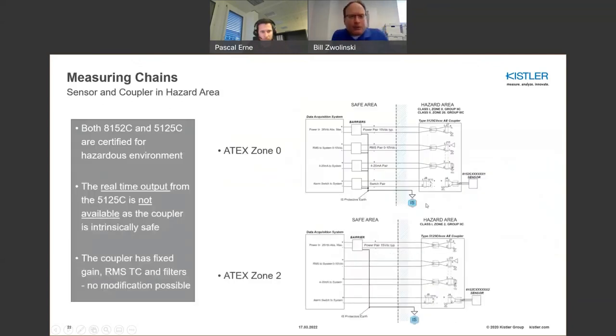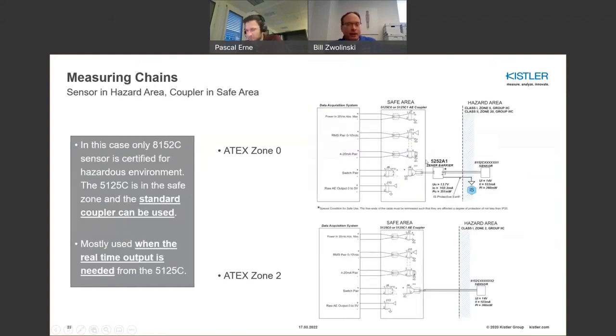So just some scenarios here, just to take 1 minute. If you're going to mount the actual coupler into the hazardous environment, then you can see here that in zone 0 you're going through several barriers in the safe area, again to protect the overall integrity of the measuring chain. Whereas if you're in zone 2, you simply need one barrier on the power supply. And this doesn't need to be this high frequency barrier. There's a lot of commercial barriers out there that will easily do the job there.